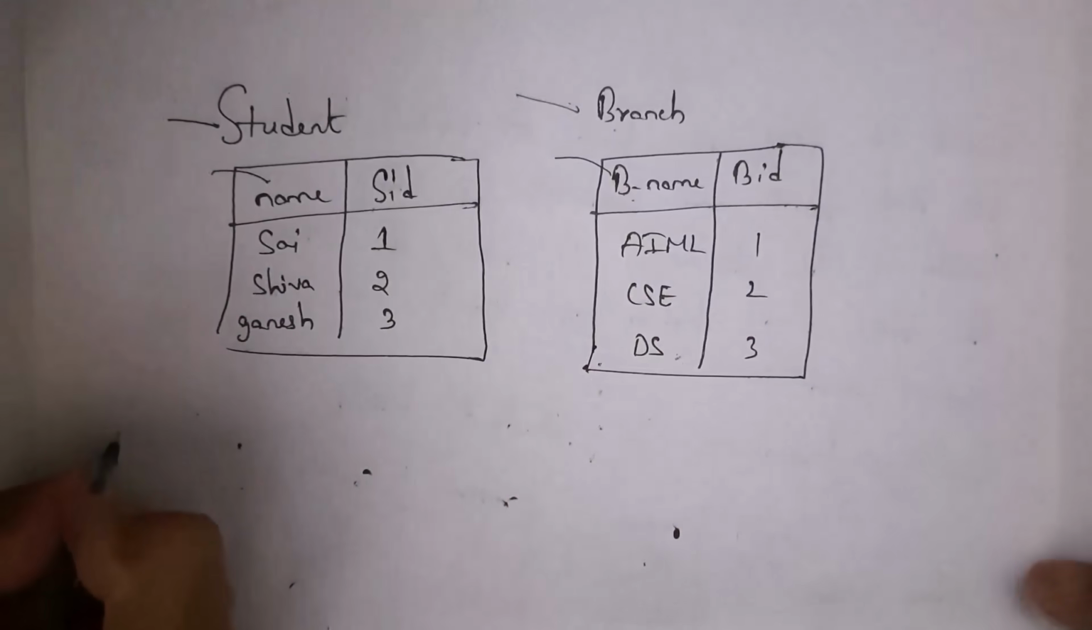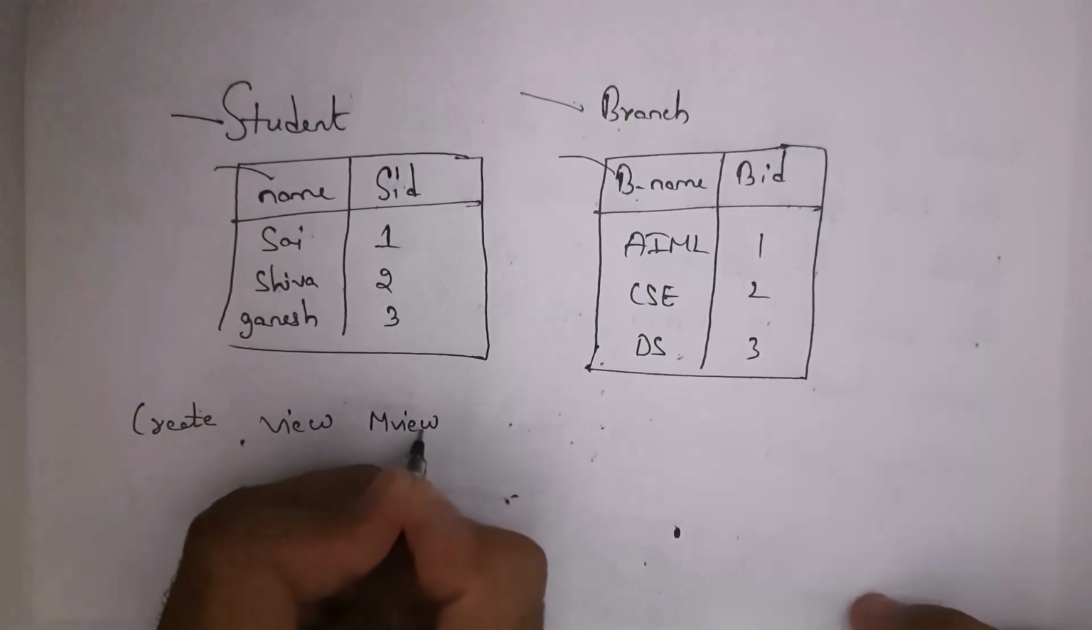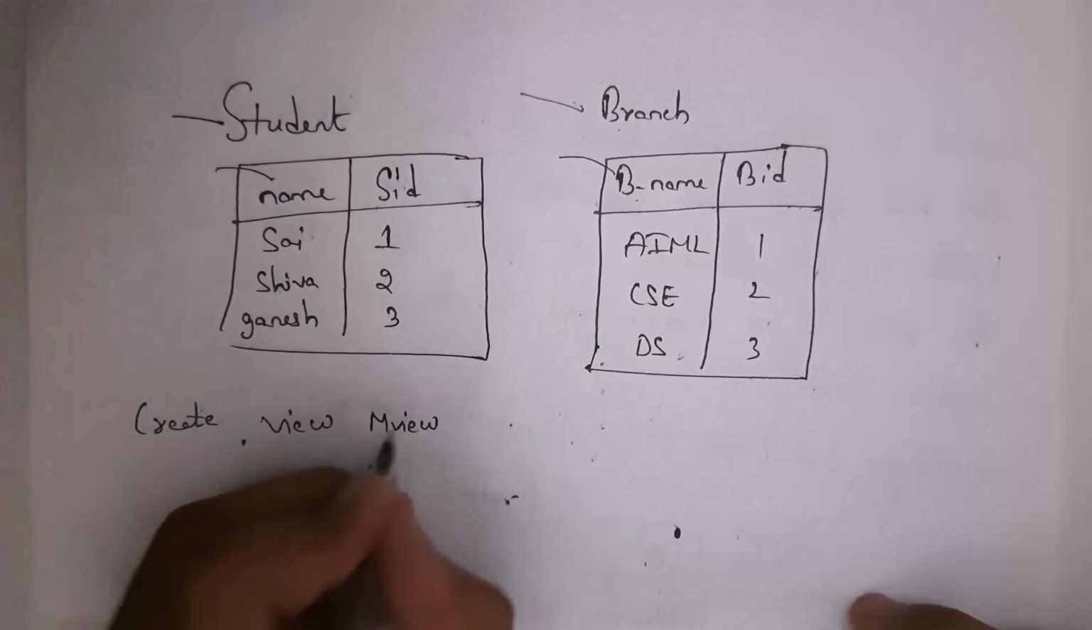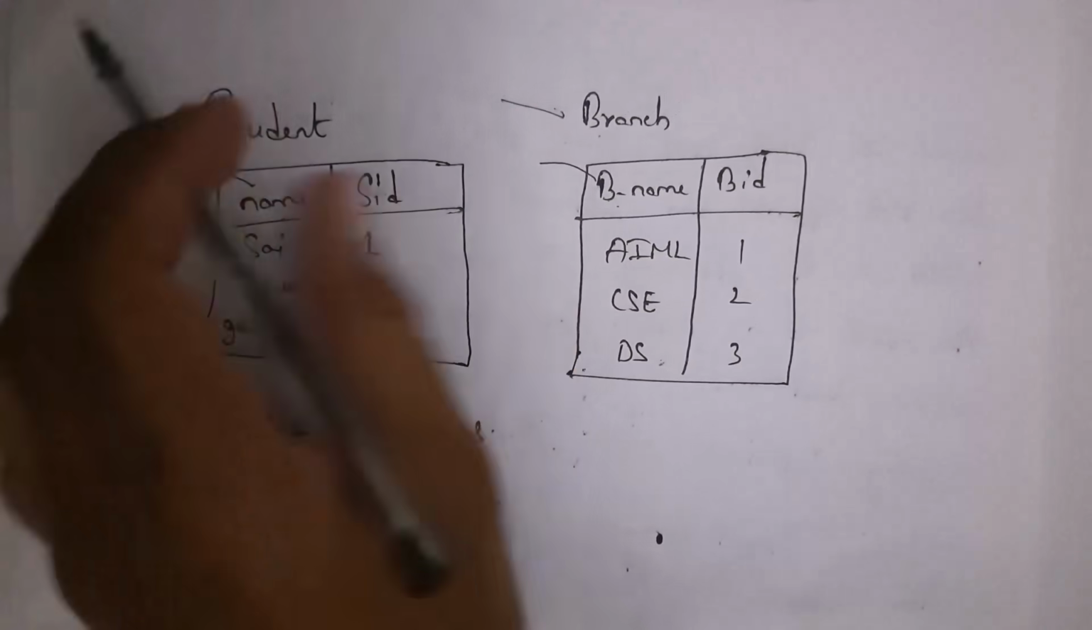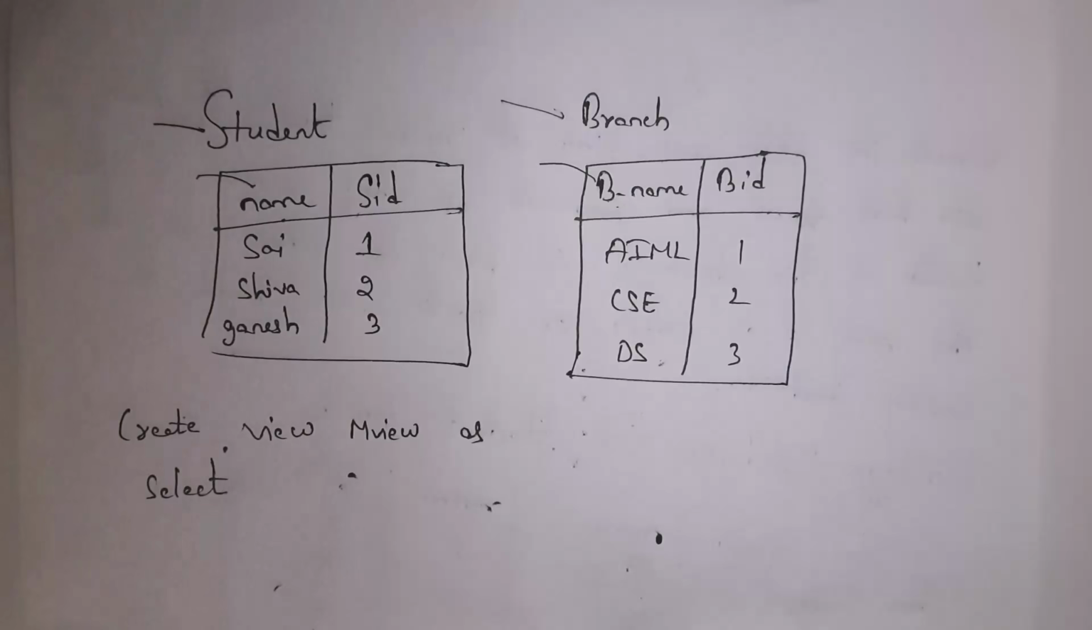So first write create view. I want to give the view name as mview. So create view mview as select. Guys, in order to create a view from multiple tables, there must definitely be one common column.